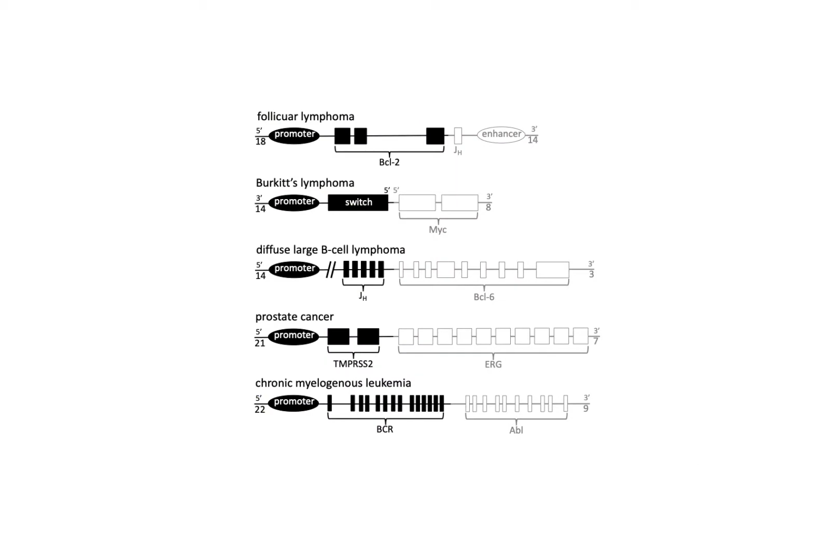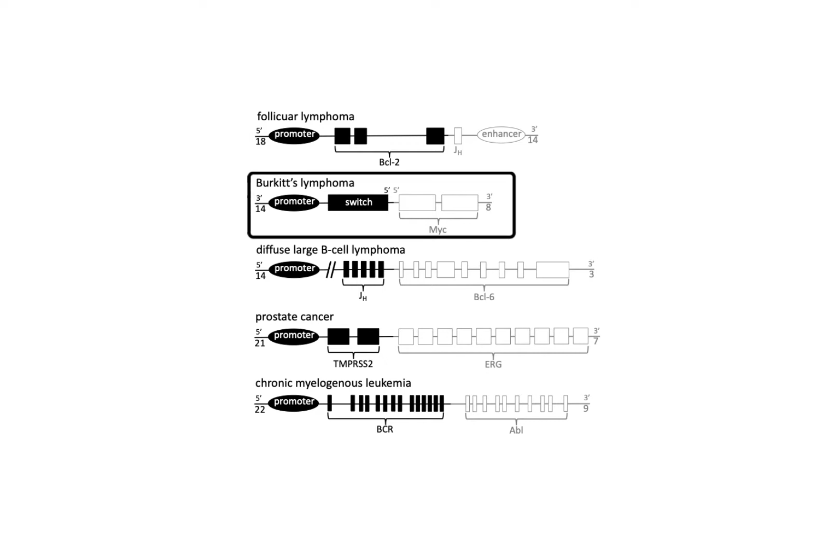So here are some of those too in a little more detail. So here is follicular lymphoma, which is put next to a very active enhancer, and so it also turns on transcription of this BCL gene, which encodes for a protein that is an apoptosis inhibitor. So essentially this makes those cells immortal.